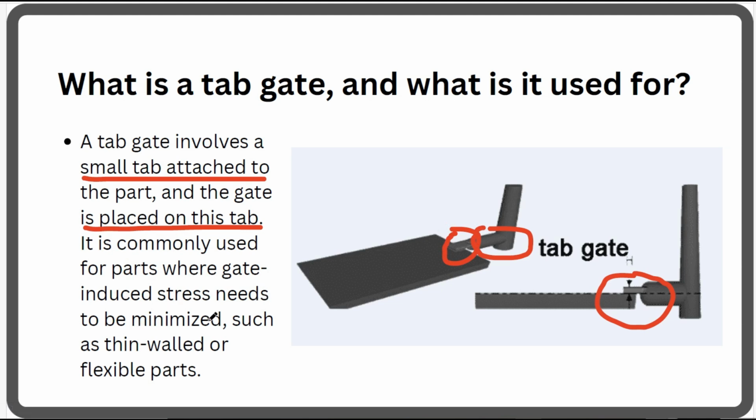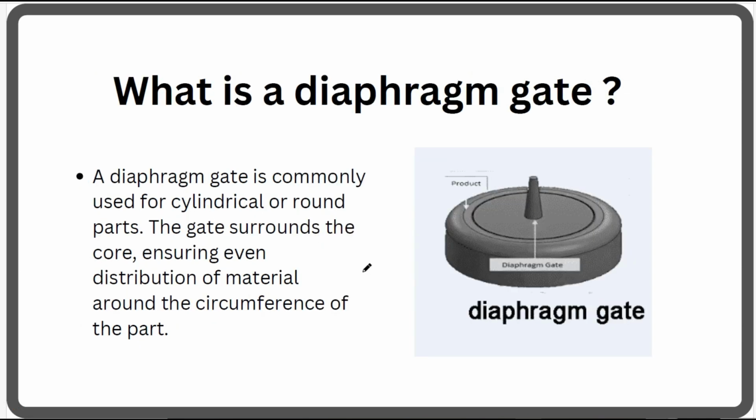So whenever our requirement is to reduce the stresses, at that time we can use the tab gate, like in the thin wall or the flexible part.